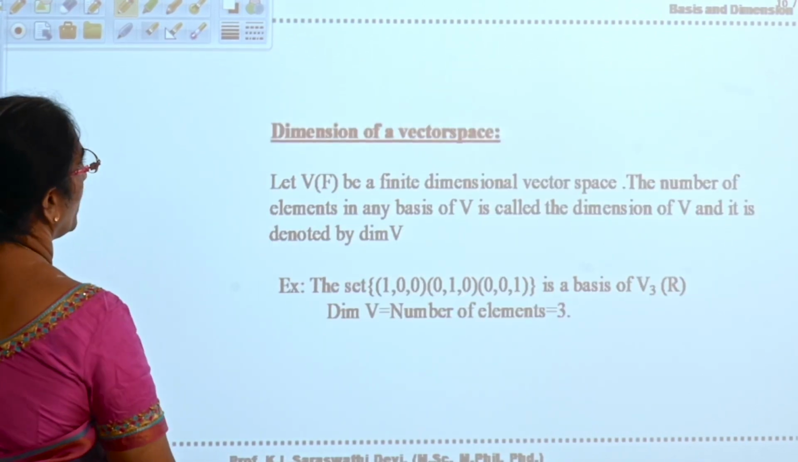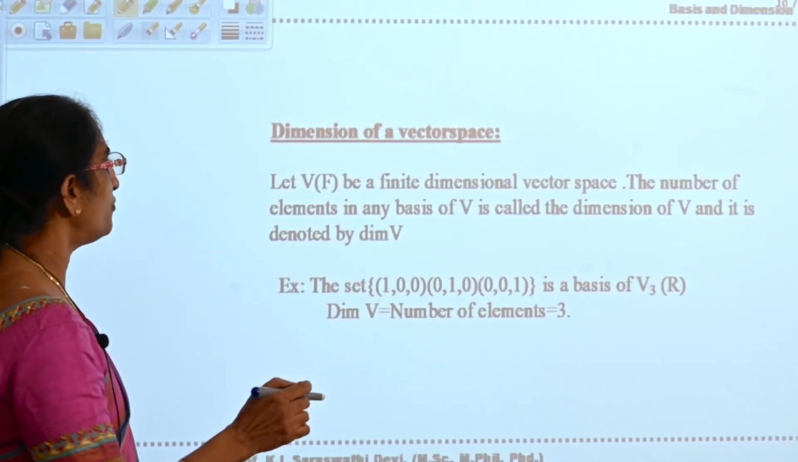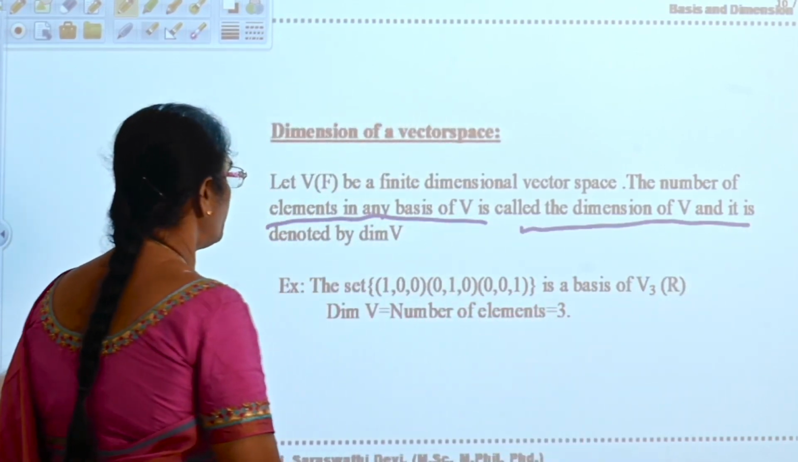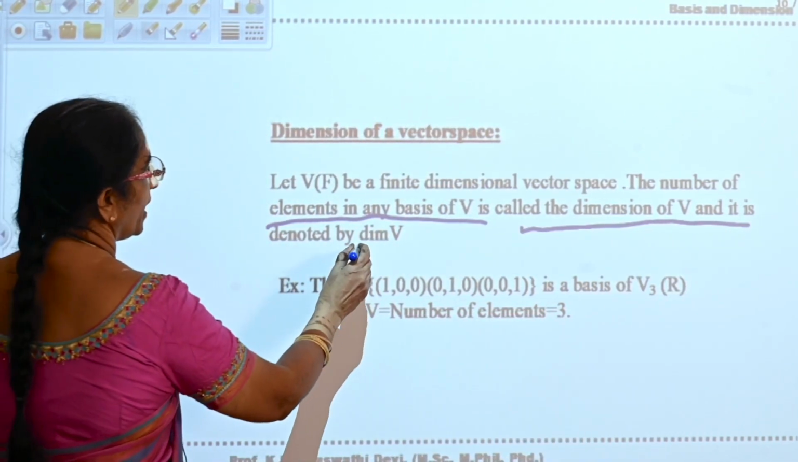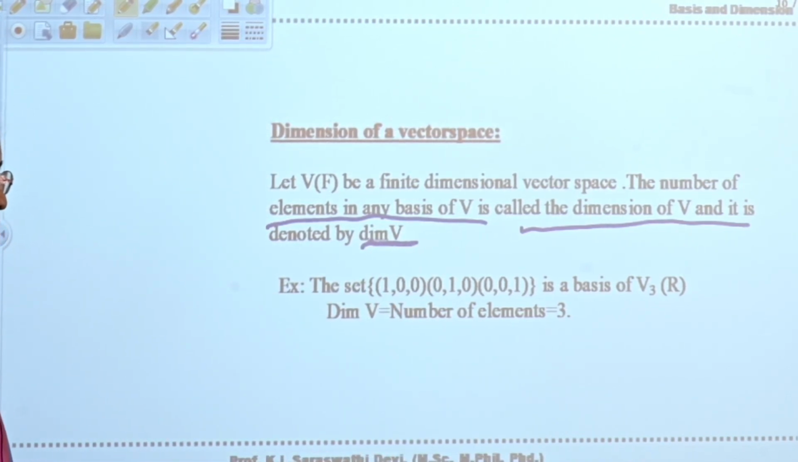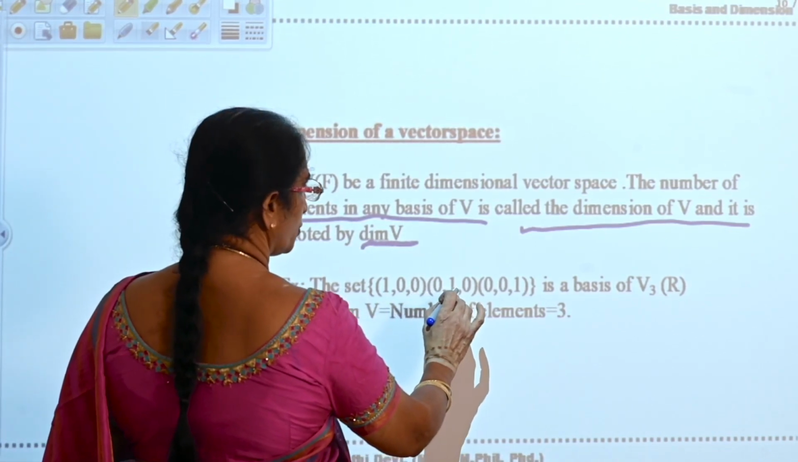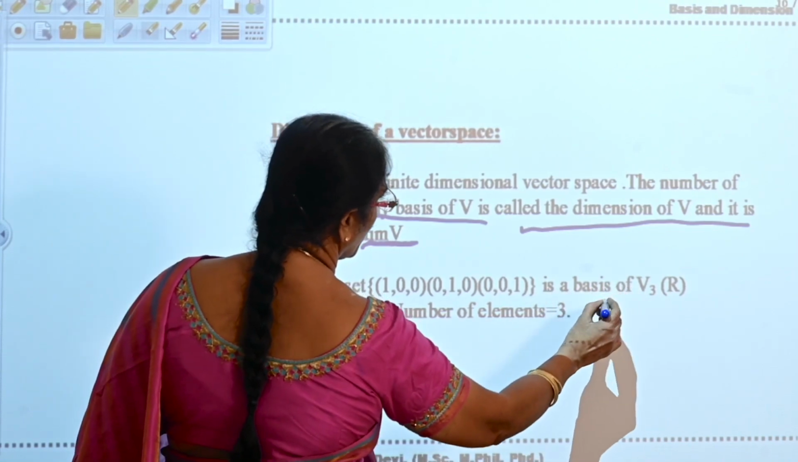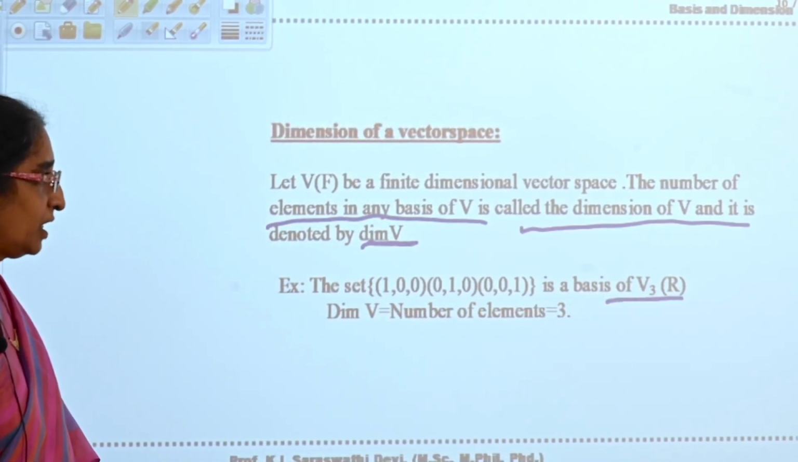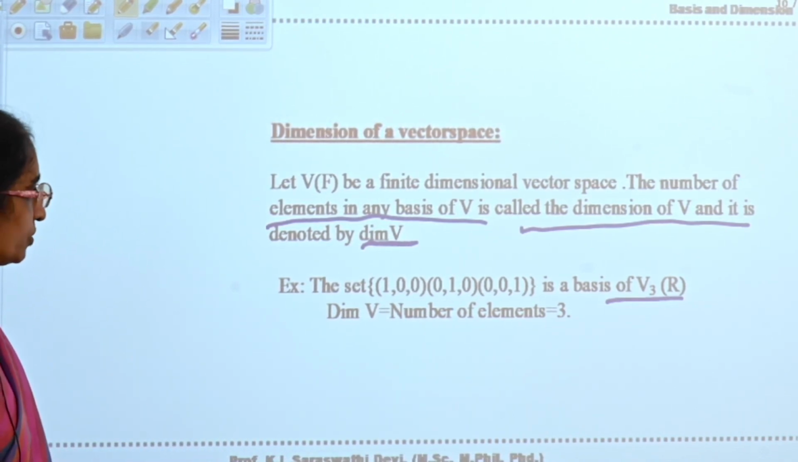Now see the next one: dimension of a vector space, which I already told you. The number of elements in any basis of V is called the dimension of V, and it is denoted by dim V. Already I gave this example: (1,0,0), (0,1,0), (0,0,1) is a basis of V3(R), or R3 over R. The dimension of V is the number of elements in the set S, which is equal to 3.